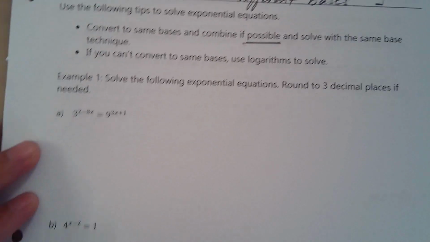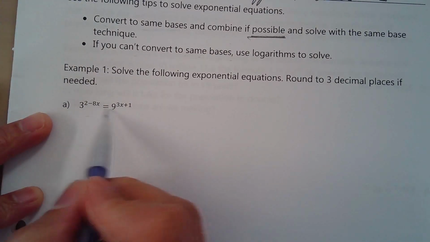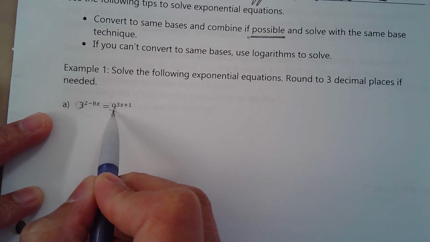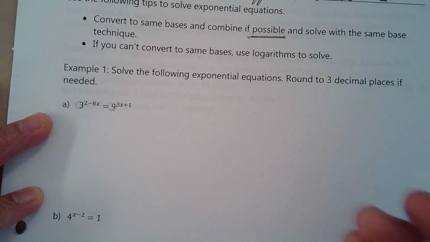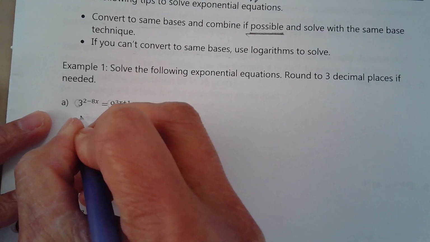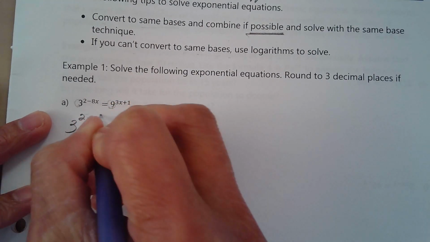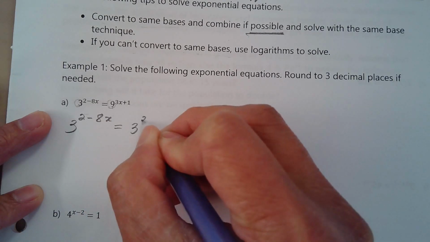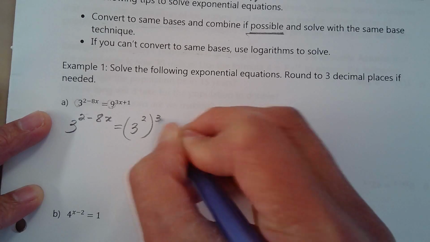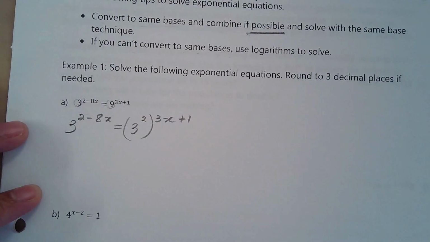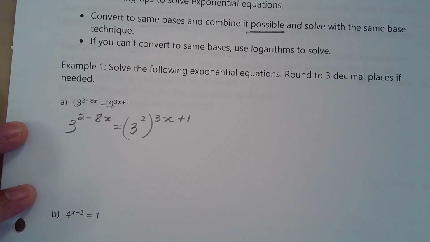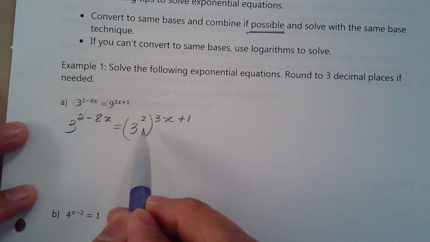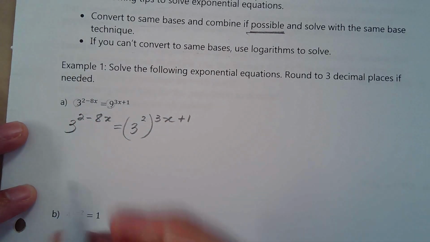Here, I said earlier, this one we could make the same base. This is base 3, this is base 9, but 9 could be changed to 3 squared. So it's going to be 3 to the exponent 2 minus 8x equals 9. How do I write 9? 3 squared to the power of 3x plus 1. Okay. Now that the bases are the same, for this to be equal to each other, the exponents have to be the same.